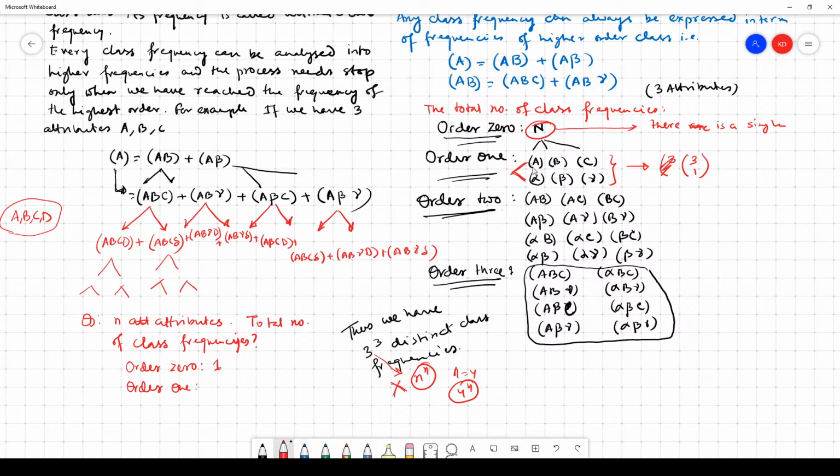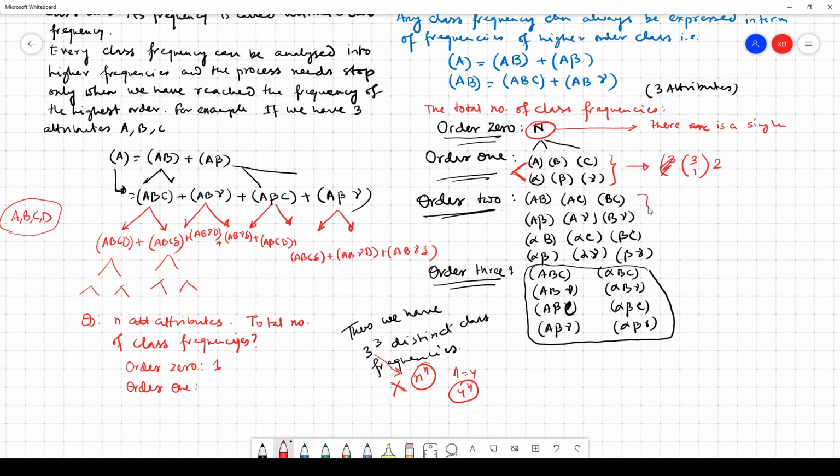For here A, attribute A is present or absent. This is also true for any attribute. So you can choose any attribute. Here it is 3C1, and each attribute has 2 choices. So that is 3C1 into 2.